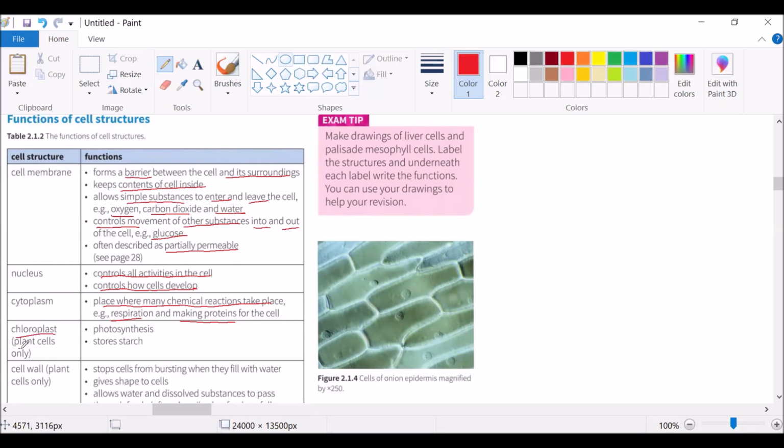Chloroplasts, which are present in plant cells only, are responsible for photosynthesis, which is the process by which plants manufacture their food using carbon dioxide and water to make carbohydrates. This process is supported by light energy from the sun.